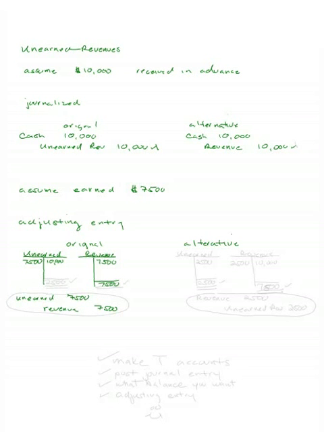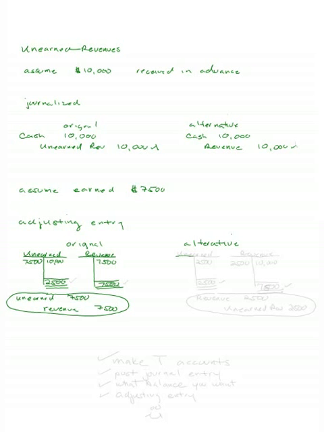Let's see where the unearned account remains. It says we have $2,500 that remains in the unearned account, and that would make sense if we earned $7,500. And in revenue, I also have $7,500, and that's correct. The amount I have earned. So this is the journal entry for the original method, and it leaves both accounts in the right place.